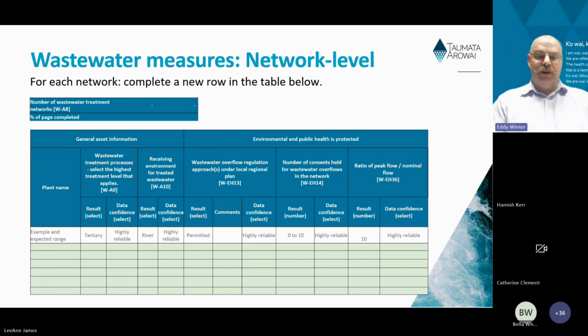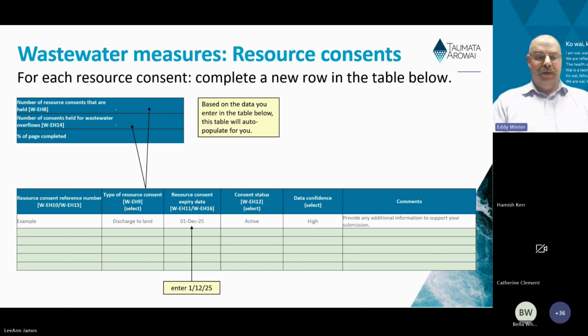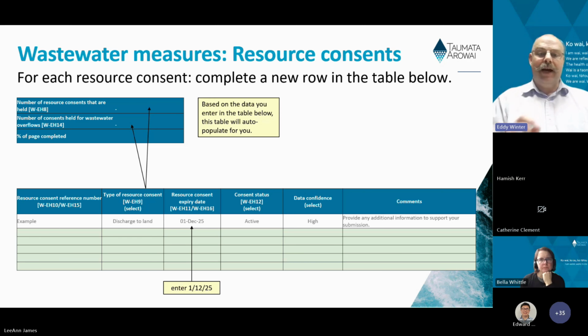And talking of those resource consents on the next slide, we ask similar questions about your resource consents. So one line, one row for each of those resource consents, provide a little bit of detail about what the reference number that the regional council provided, what type of resource consent is it? Is it discharged to land? Is it discharged to air or water? Using the pick list here. When did it expire? What's the status of it? And the data confidence and the comments. So again, following a similar pattern, but just giving a bit of a breakdown and detail for those particular measures.